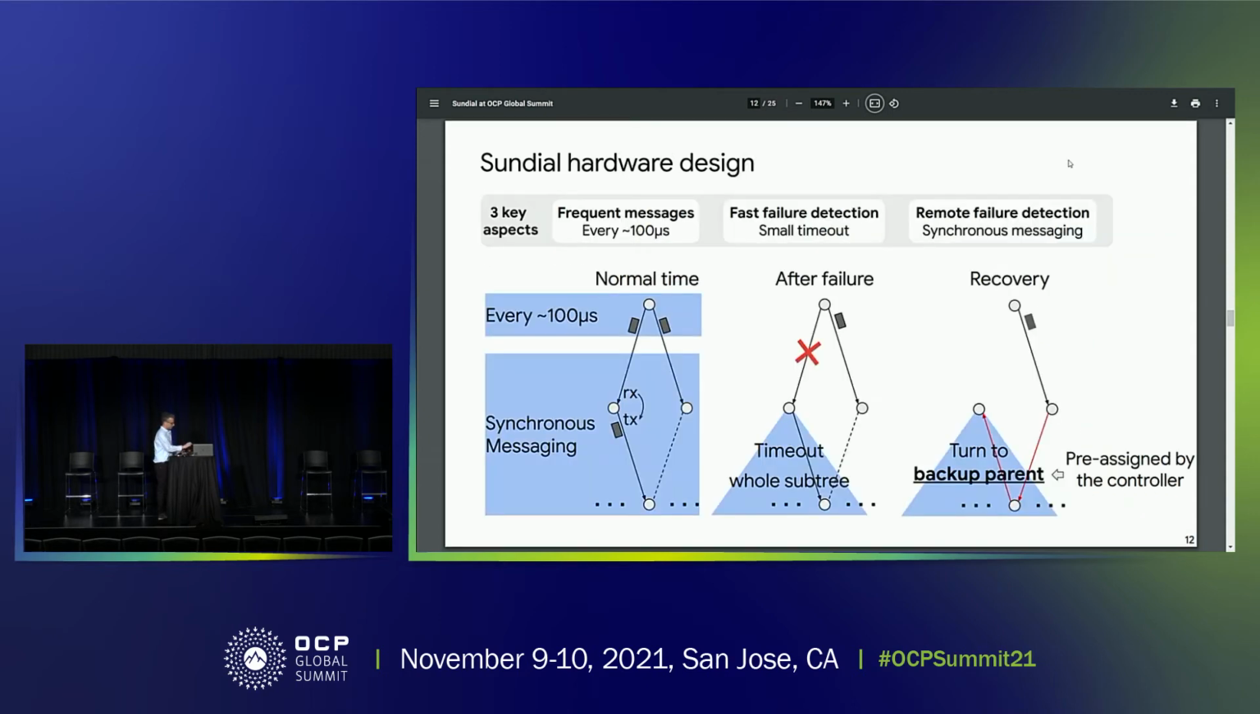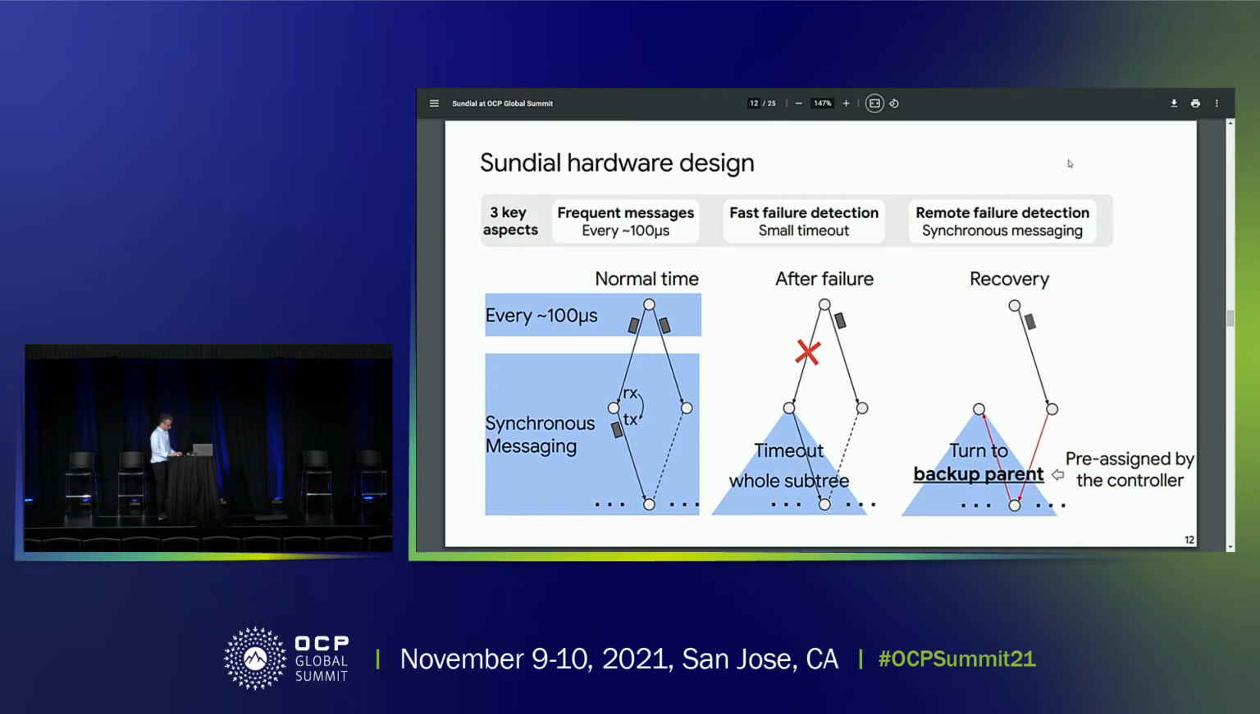Next slide, please. In the hardware, we provide three key features: frequent messages, fast failure detection, and also remote failure detection. The remote failure detection is very important because it lets every node notice whether it is still synchronizing to the grandmaster or not. Let's look at how the three features work together in practice. During the normal time, the grandmaster will periodically send messages very frequently, around every 100 microseconds. Then all other devices only send messages synchronously, which means they only send a message out when they receive one. So they don't send messages spontaneously, only the grandmaster does.